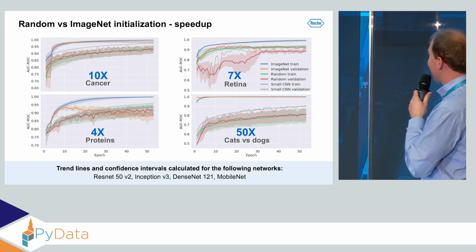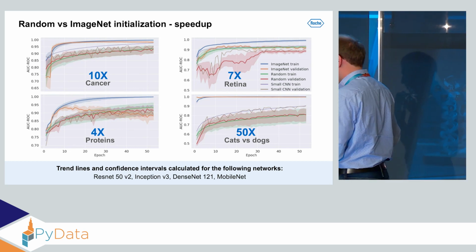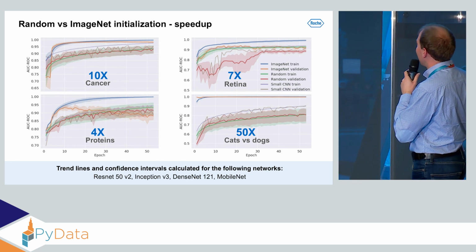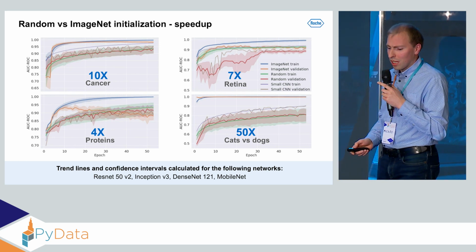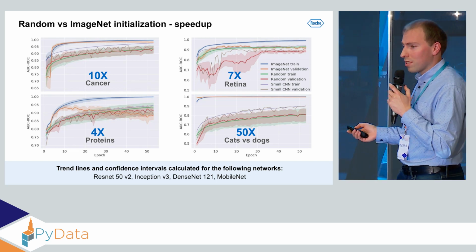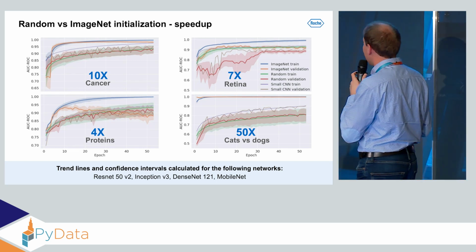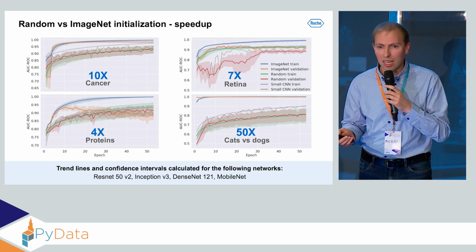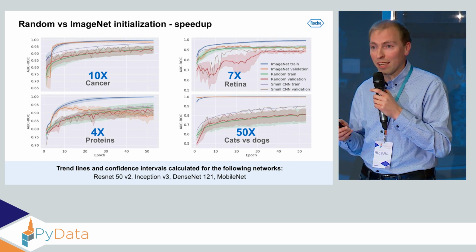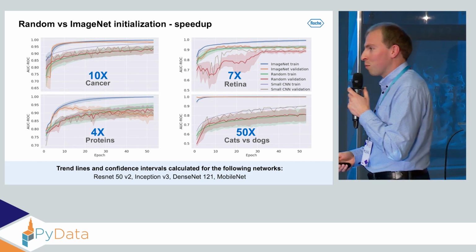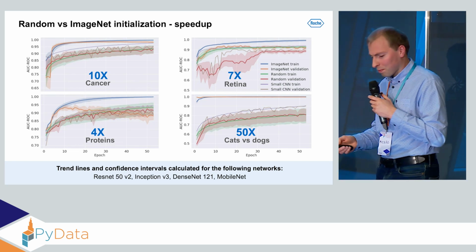If you look at the cats versus dogs dataset, this is a very different dataset, as you know. It's with natural images, and we can see much higher speedup here. However, it stands to reason because ImageNet was trained on this kind of images. But anyway, even for our healthcare images, we are still getting quite nice benefits.